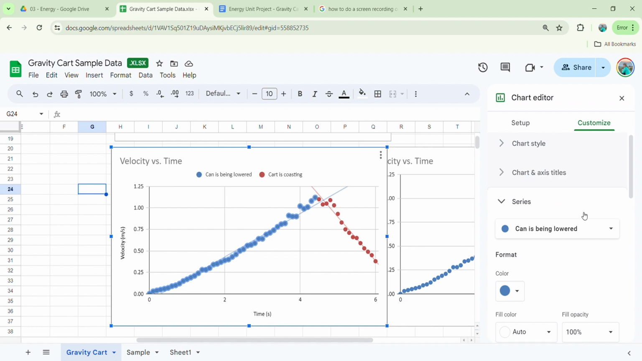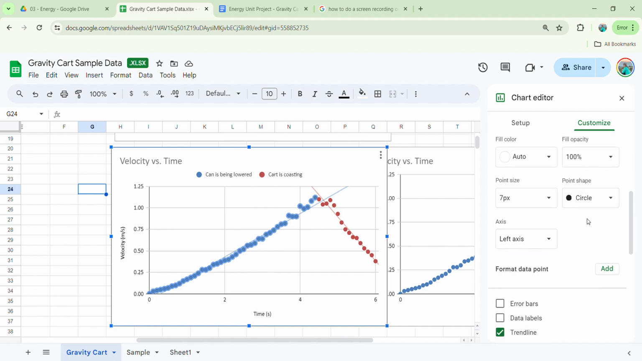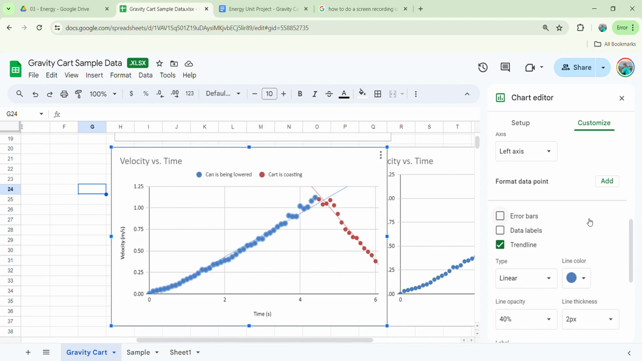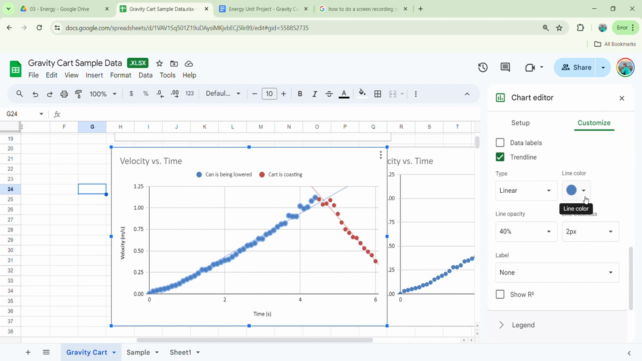So I'm going to double click the graph to pull this up. And then under Customize, you can click on one of your series. So let's start with Can is being lowered. Go down here, you should have trend line selected. And then under Label, right now it's set to None. You're going to hit Use Equation.